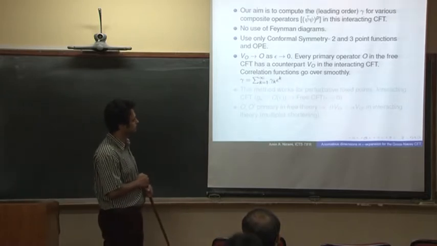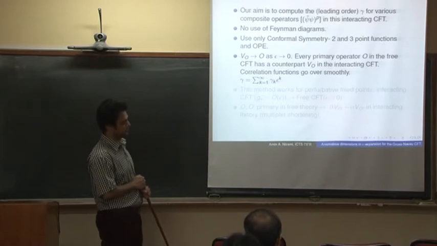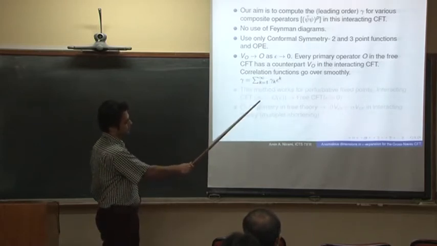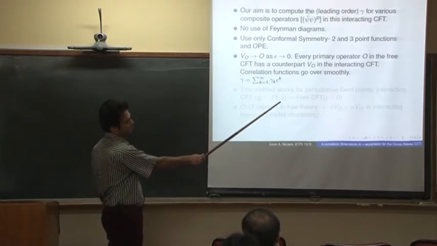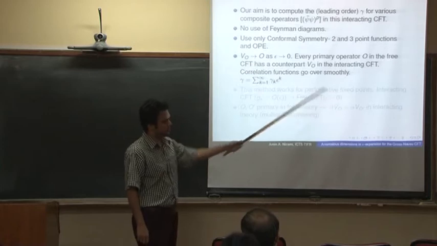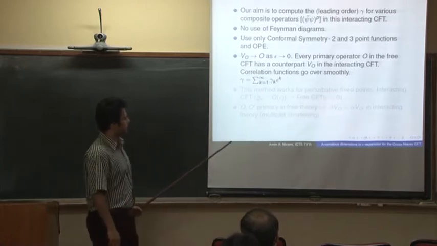And as I already mentioned, this works for perturbative fixed points. So you have an interacting conformal field theory where the fixed point occurs at a coupling which is order epsilon. And then you get the free conformal field theory in the epsilon going to zero limit.